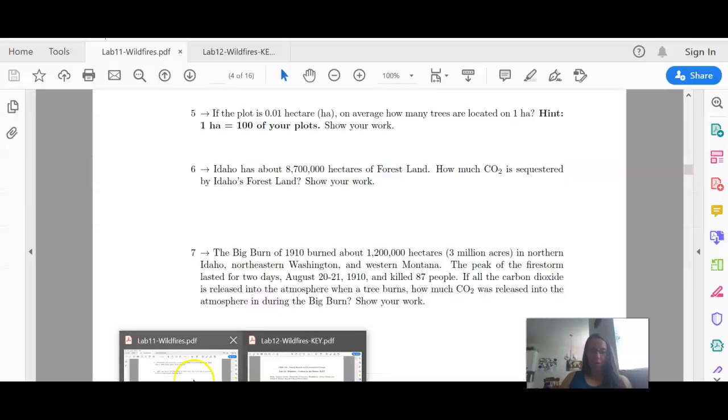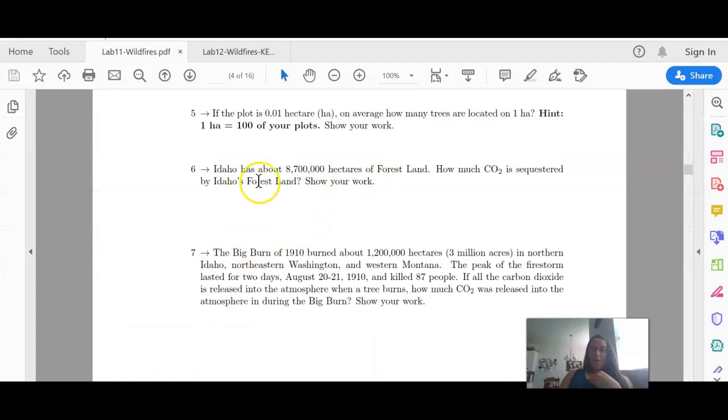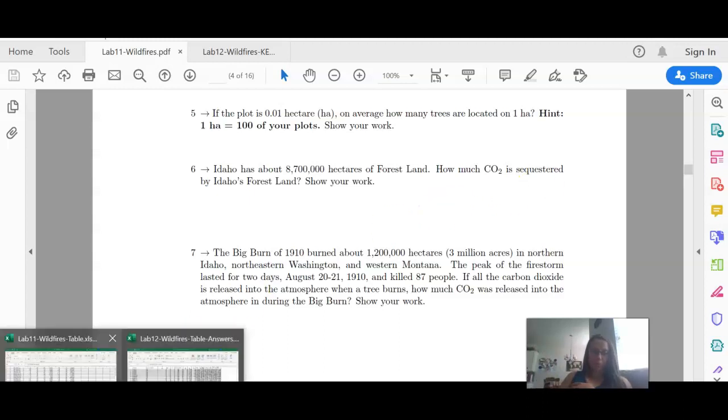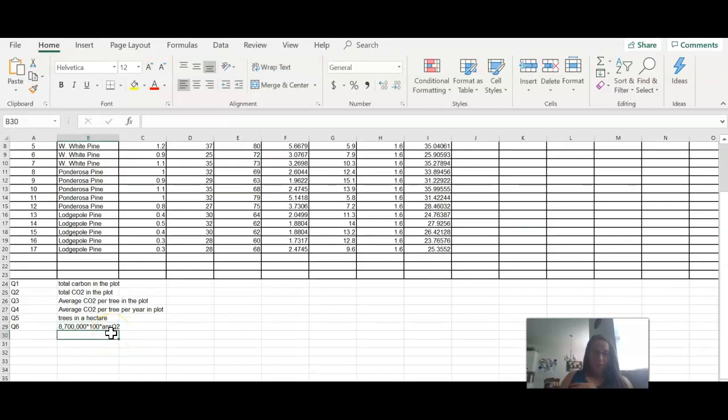Does that make sense? If it doesn't, again, review what I just said. So what you want is, if Idaho forest land has 8,700,000 hectares, how much CO2 is sequestered by Idaho's forest land? If the sequestered CO2 weight you already calculated in question 2, in theory, that's for your plot. If your plot is 1/100th of a hectare, you should be able to multiply that times 100 to get 1 hectare. And if there are 8,700,000 hectares of forest land in Idaho, then you can multiply that number times 8,700,000 hectares. Okay, so that will be that value.